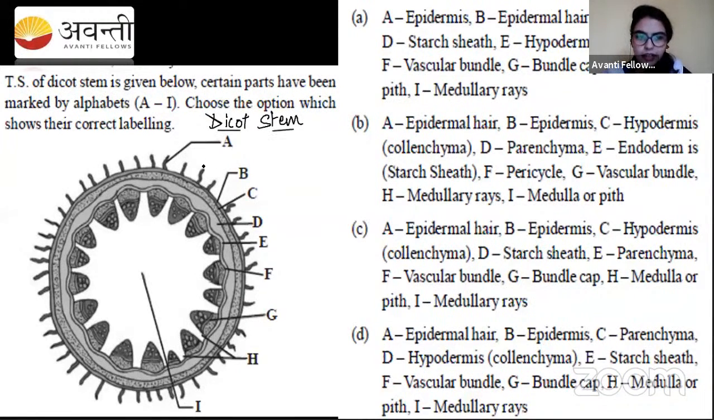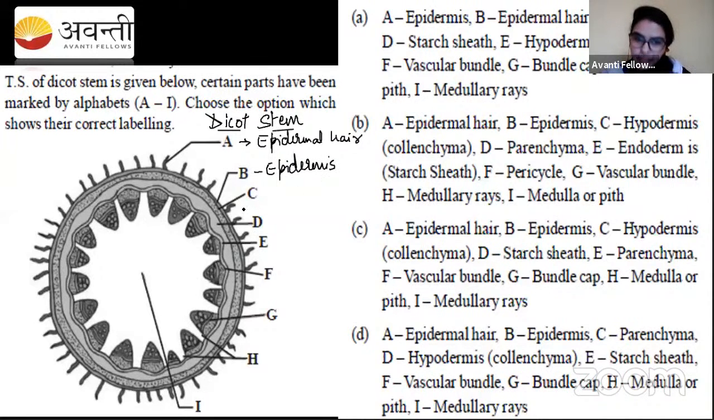Now A refers to the epidermal hair. This is very easy, right? So there is nothing to be worried about. So this is an epidermal hair. Usually it is a multicellular hair, which is also called a trichome. So underneath the epidermal hair, there will be an epidermis. So B is the epidermis, or you can say the skin of the stem.